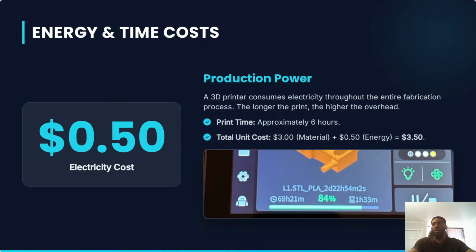So for example, the electricity cost is estimated at about $0.50. That's about 50 cents, and a print time of 6 hours. During those 6 hours, the printer uses power. So material cost is $3, and electricity cost is going to be about $0.5. So already our total production cost is sitting at $3.5. That's what it's costing us already to make these products.